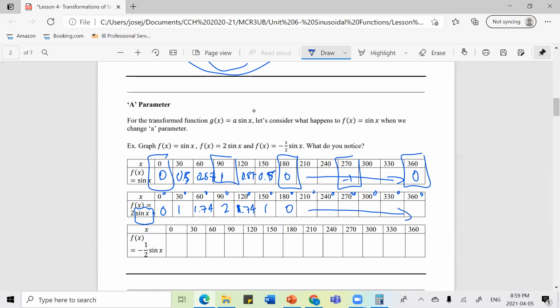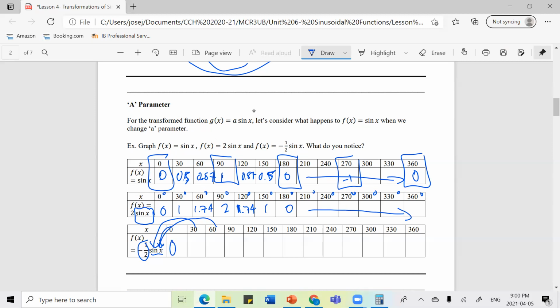I'll let you continue that there, and now we're going to figure out what the y value is for the function -1/2 sine x. So again, we're going to follow the exact same steps. We find the sine of each of these angles, and then we multiply by -1/2. So the sine of 0 degrees is 0. You multiply by -1/2, you get 0.